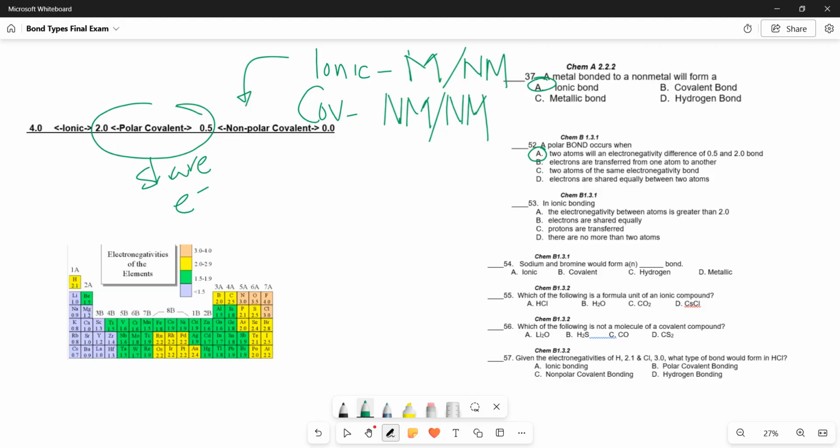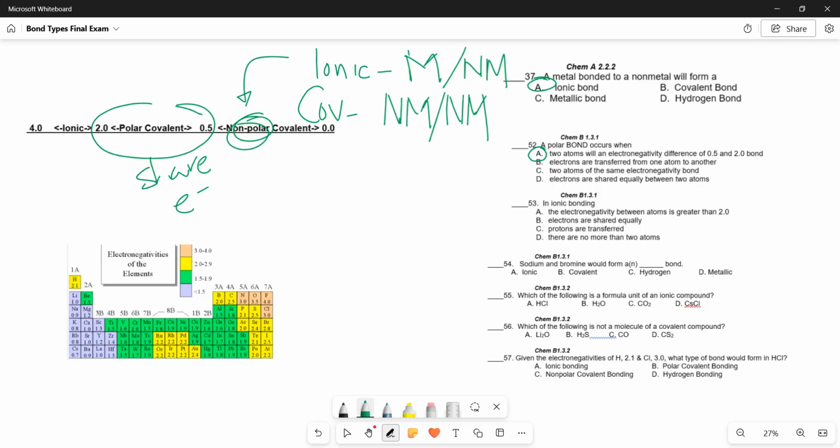B, electrons are transferred. No, that is ionic. C, two atoms of the same electronegativity bond. No, that would be nonpolar. And D, electrons are shared equally. No, again, that would be nonpolar. So the answer here is clearly A.